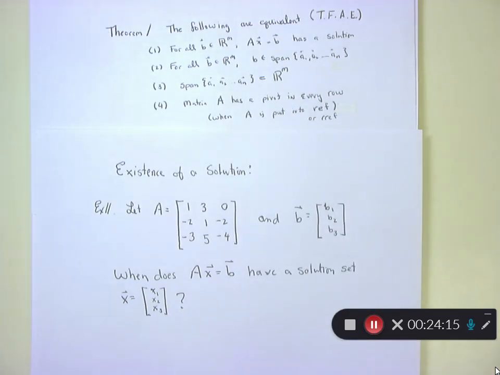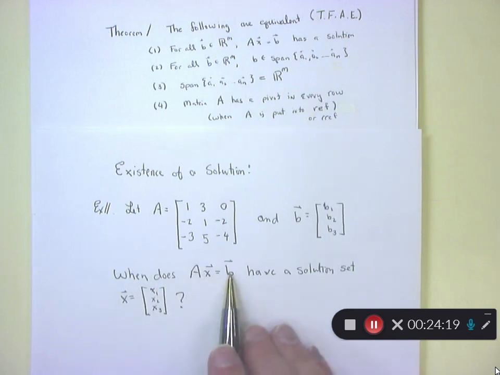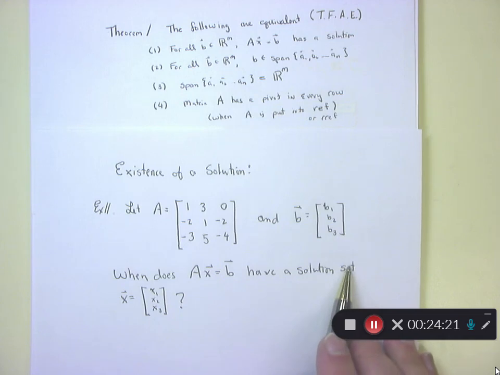The question is this. When does the equation AX equals B have a solution set X? When can you actually solve for an X1, an X2, an X3? When are you going to get a solution set on this? That's the big question here.